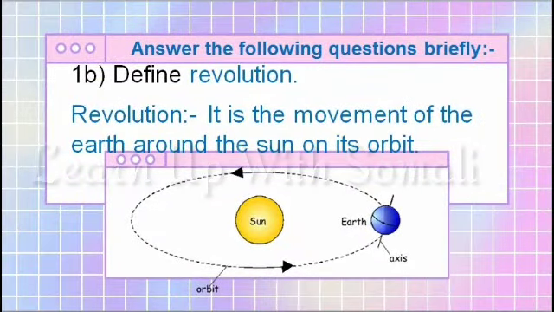Dear students, now we come to the second part of the question, that is, what is revolution? Revolution is the movement of the Earth around the Sun on its orbit. You can see in this picture that Earth is revolving around the Sun. It takes around 365 days and 6 hours to complete one revolution.